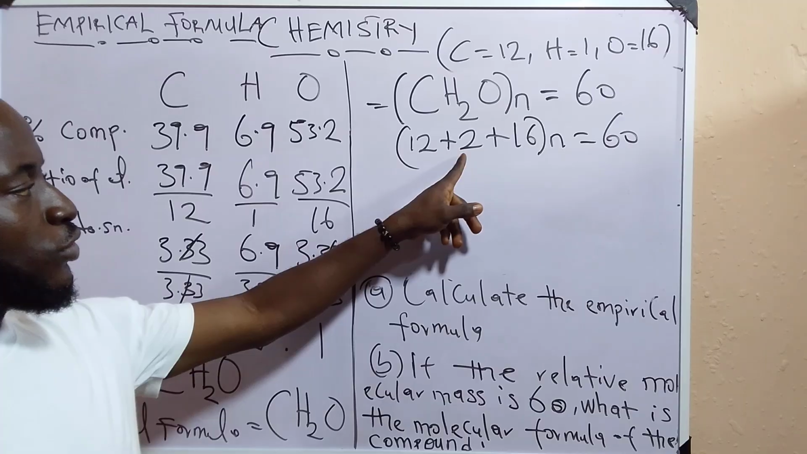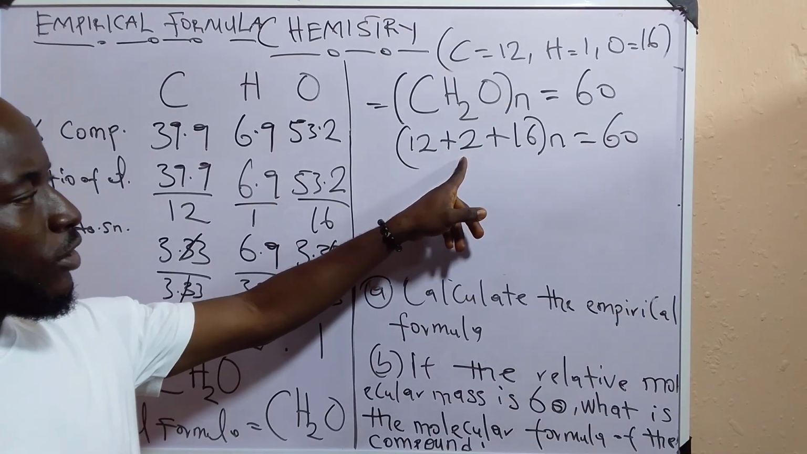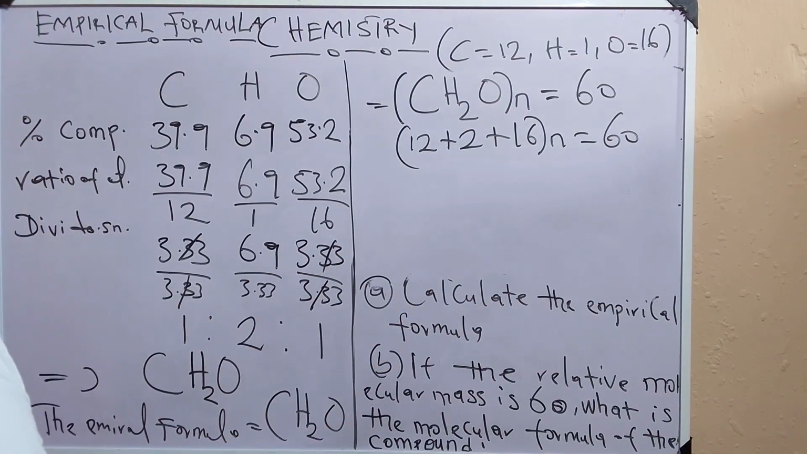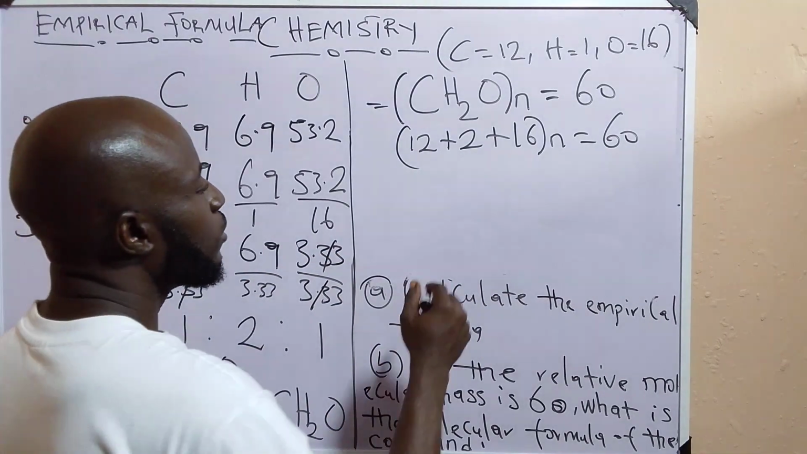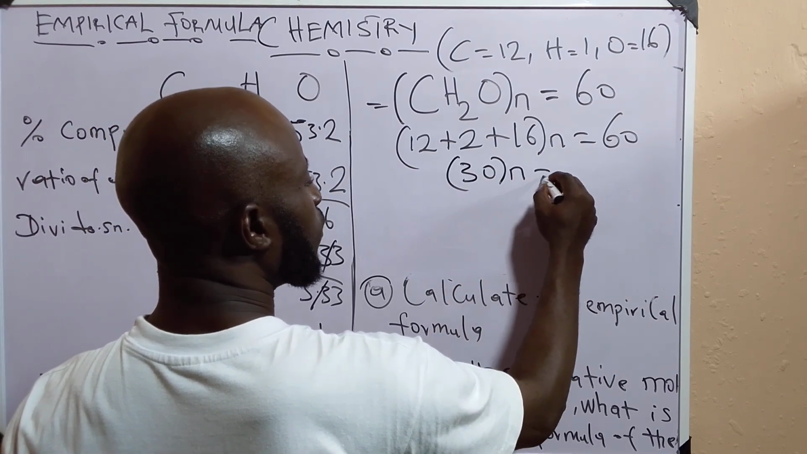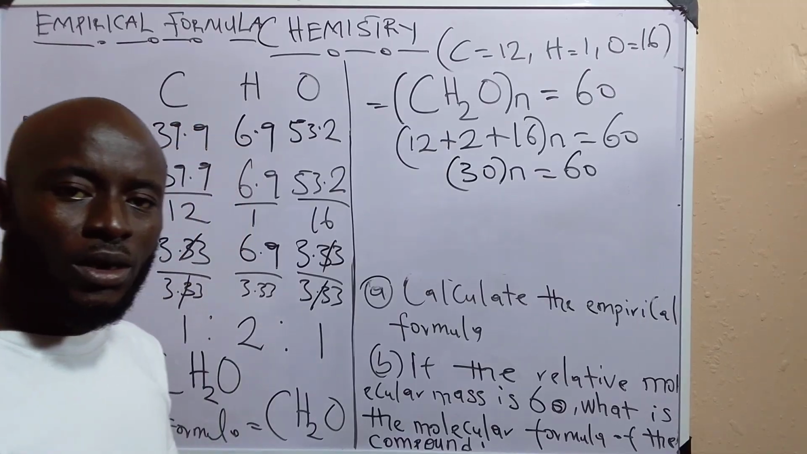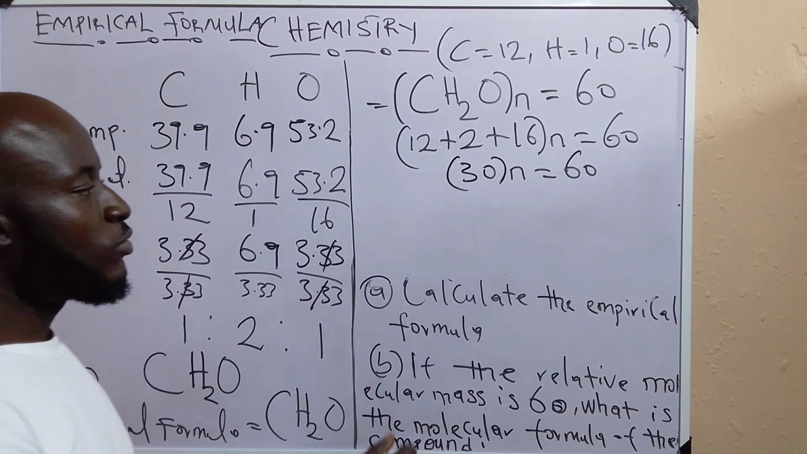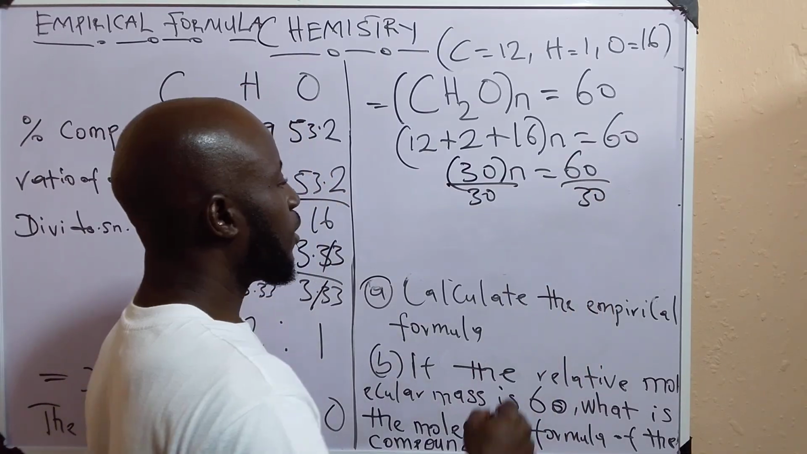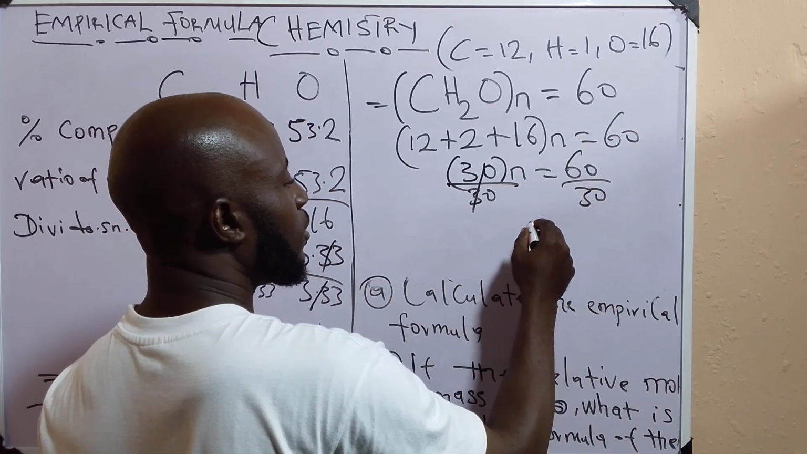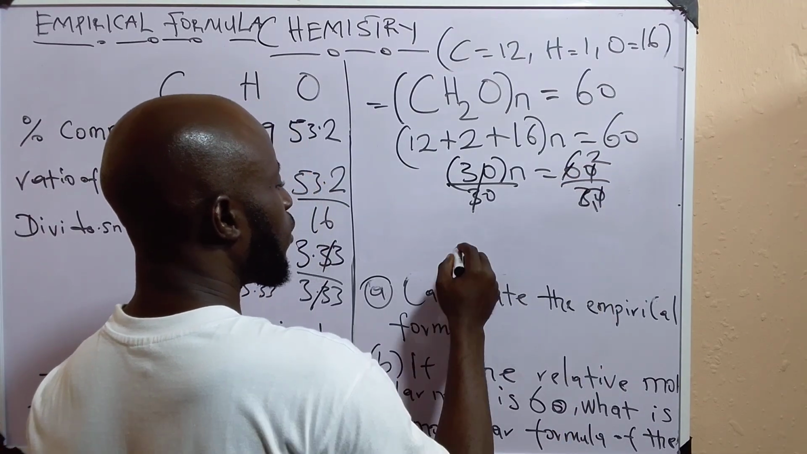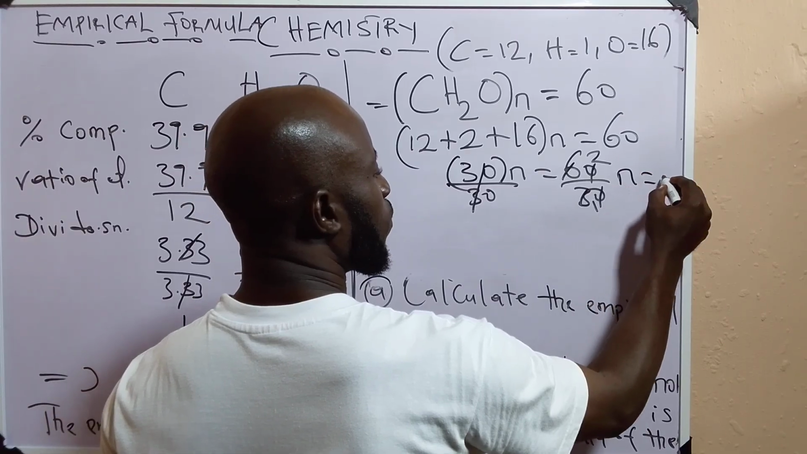So 12 plus 2 is 14. 14 plus 16 will give you 30. So this is 30, open and close the bracket, N is equal to 60. We are looking for N, so divide by the coefficient of N. Divide here by 30 and divide here by 30. Are we together? This we cancel. 0 cancels 0, 3 to 6 is 2. The value of N is equal to 2.